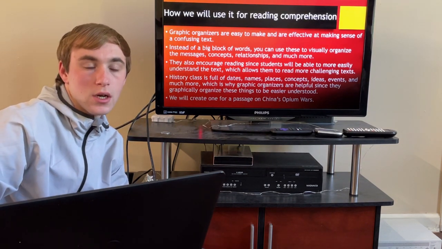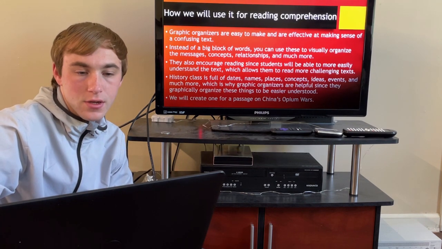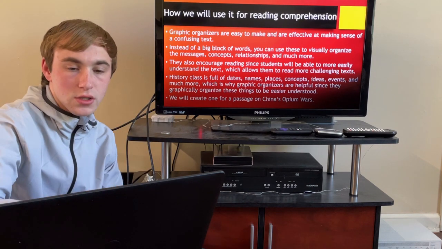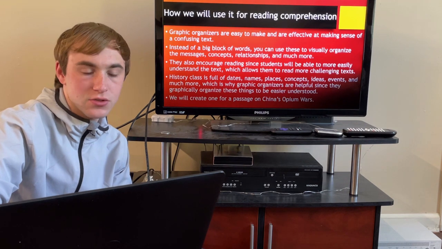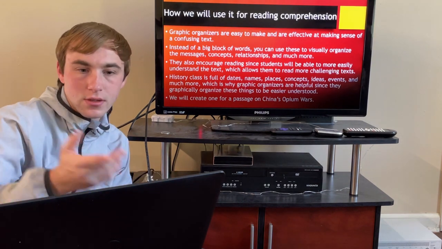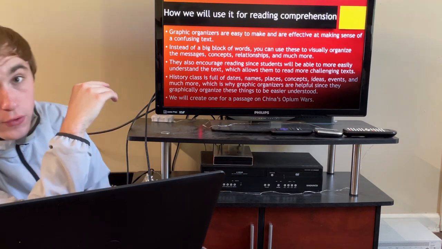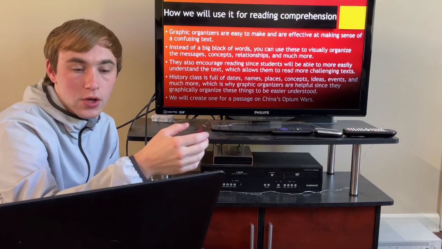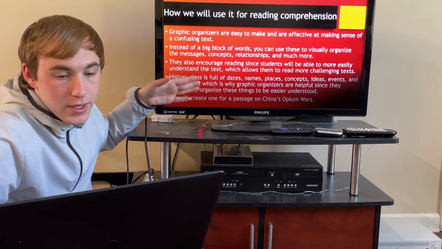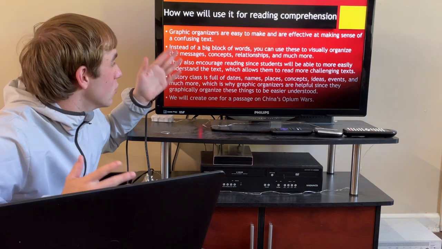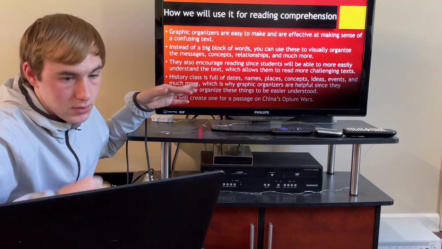So, in history classes, right, in really just any class that involves a lot of reading, big things of words, not everybody can just easily stare at that the whole time and understand everything. No. So, graphic organizers, they'll visually organize all the messages, the concepts, the relationships, and much more of that text into something a lot more simple, easy to understand, not a big wall of text.